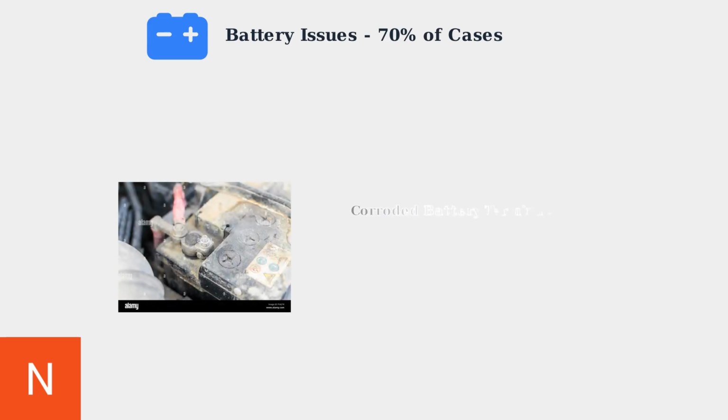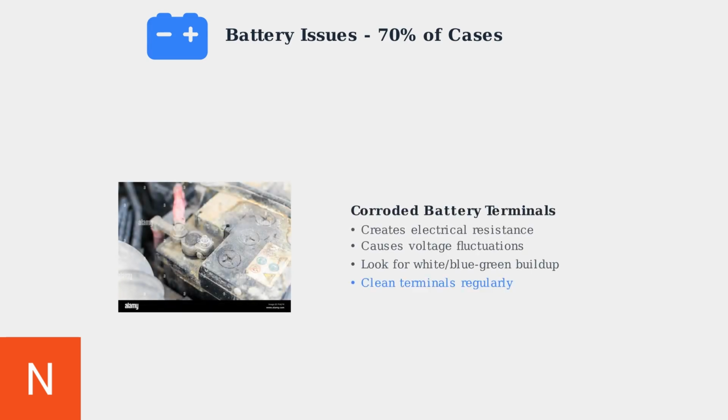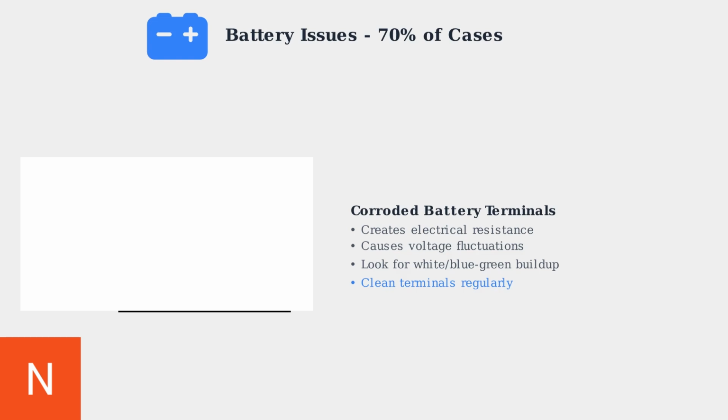Corroded battery terminals create electrical resistance, leading to voltage fluctuations and flickering lights. Look for white or blue-green buildup around the terminals. Regular cleaning can prevent this common issue.